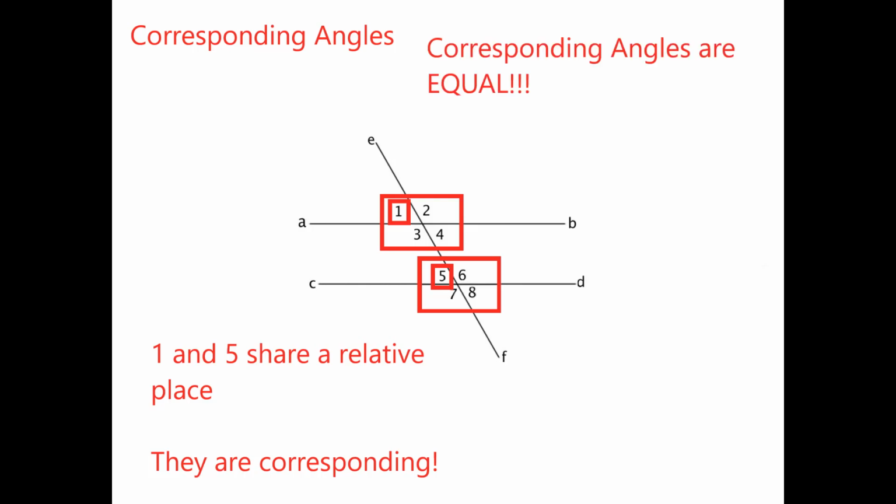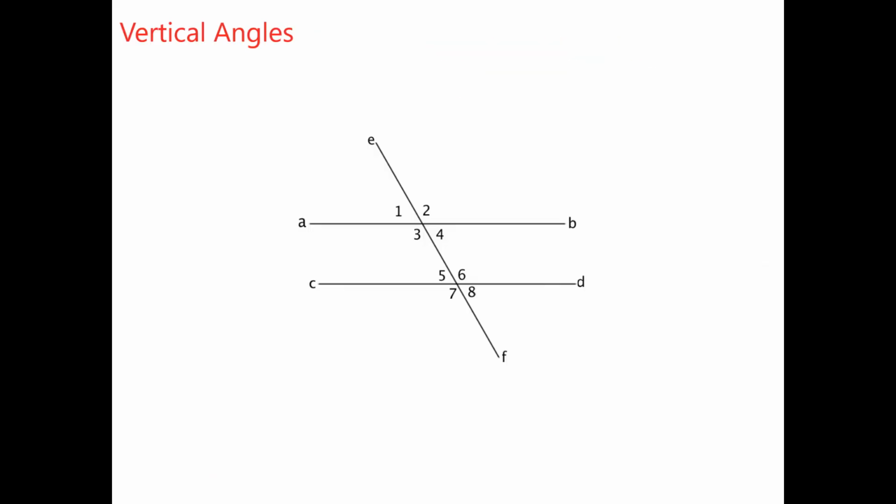So that's corresponding angles. The next one is vertical angles. Vertical angles are two angles that are opposite of each other when you have two lines that intersect. These angles will also always be equal.